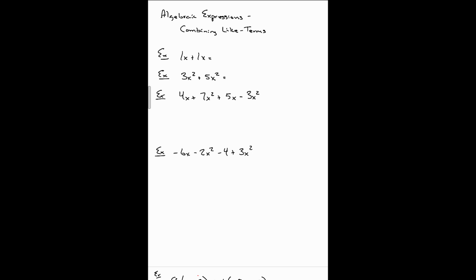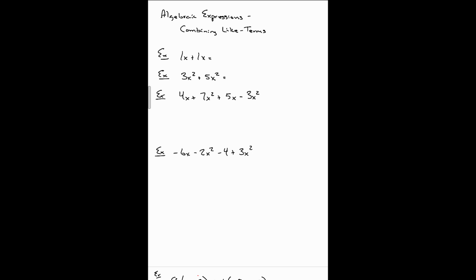We can add and subtract x's and x's, y's to y's, x squareds to x squareds, y squareds to y squareds. Okay, so it literally has to be apples to apples or oranges to oranges. Basically what I'm trying to say is that you can't take a number and add it to a variable. You can't take an x squared and add it to a y. You can't even take an x squared and add it to an x.